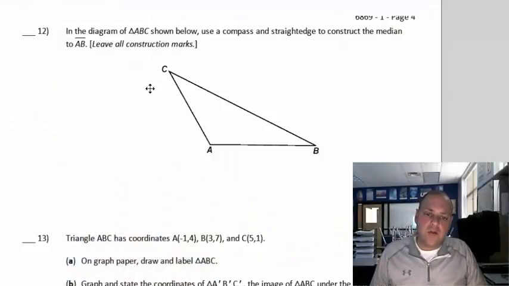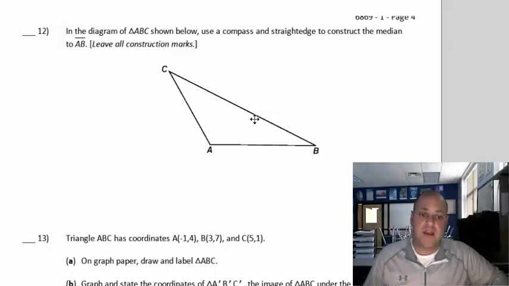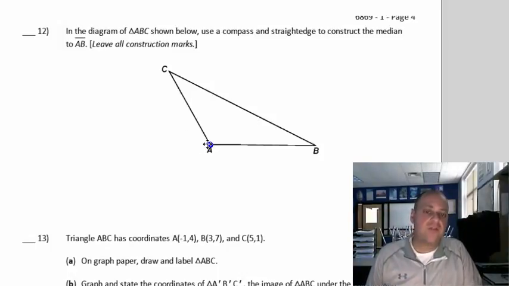Now, this one's a construction. You want to construct the median to AB, guys. So the median is basically finding the midpoint. The midpoint is found by doing the perpendicular bisector. So you're going to put your compass point on A. And I know you don't have a compass with you. If you have a compass, that's great. If not, you just have to freehand this.